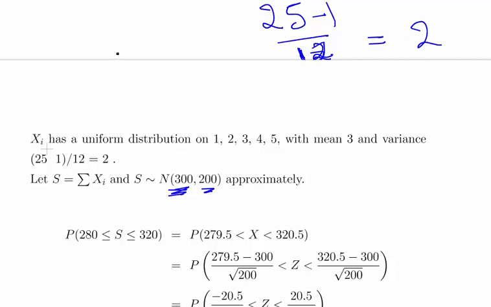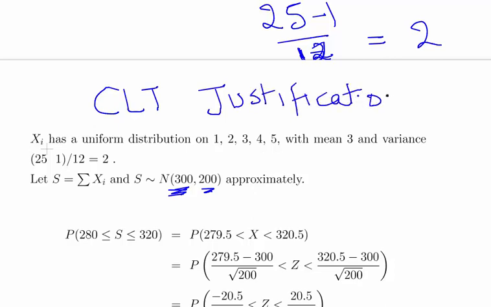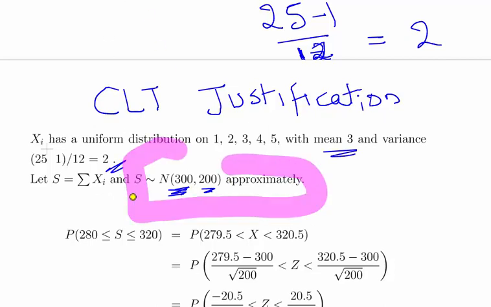Now, just as a remark, I skipped over the CLT stuff here, but put in the CLT justification. Some videos I do it, some videos I don't. I just do it to save time and space. But anyway, the mean is 3, the variance is 2. That means for S, we're assuming that S is normally distributed with a mean of 300 and a variance of 200.